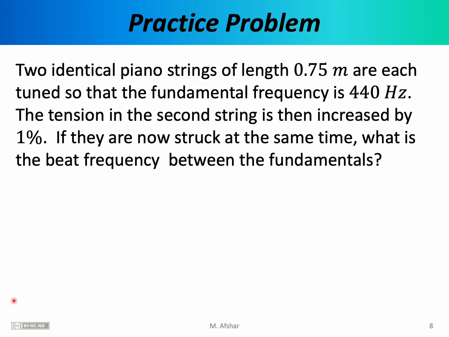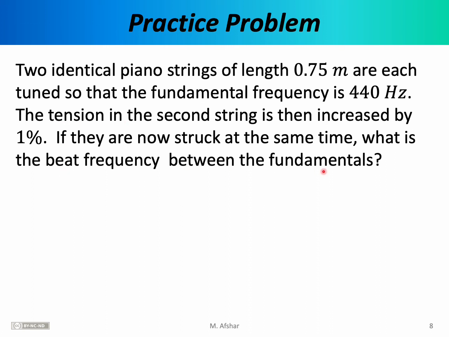So let's end this lecture with a rather challenging practice problem. Two identical piano strings of length 0.75 meters are each tuned so that the fundamental frequency is 440 hertz. Remember that the fundamental frequency is the first harmonic, or the n equals 1 mode of oscillation. The tension in the second string is then increased by 1%. If they are now struck at the same time, what is the beat frequency between the fundamentals?